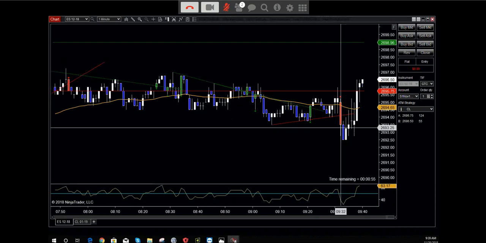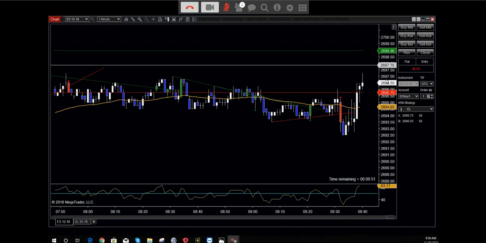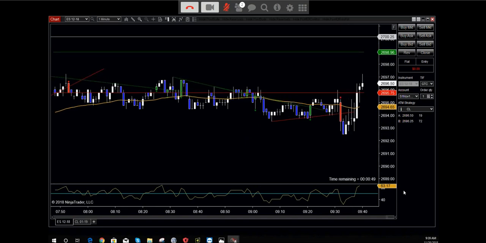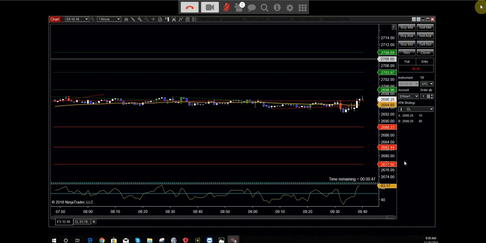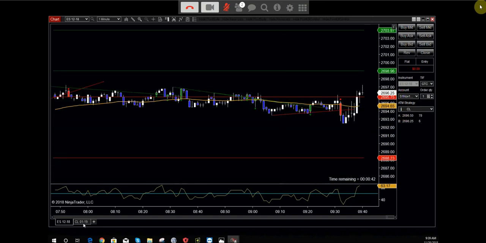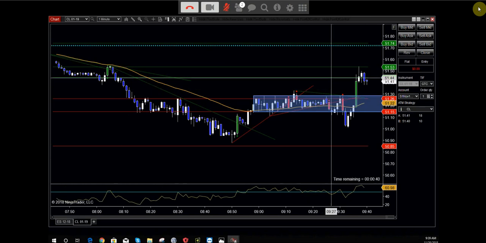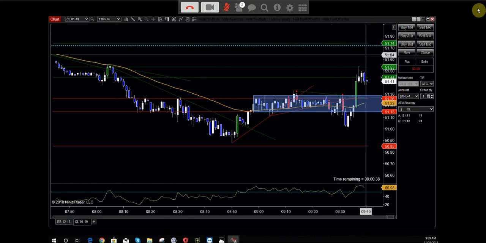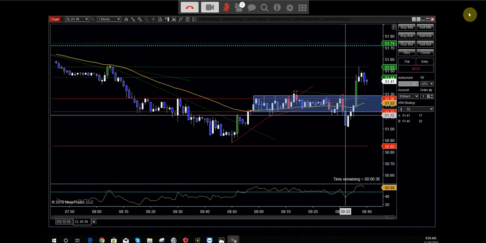This ES came at 9:32. We have our magnet below on the ES and above on the CL. We'll see what we get. Oil inventory at 10:30 and new home sales at 10 o'clock.